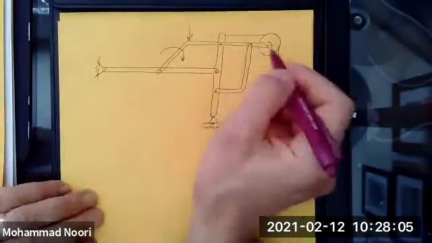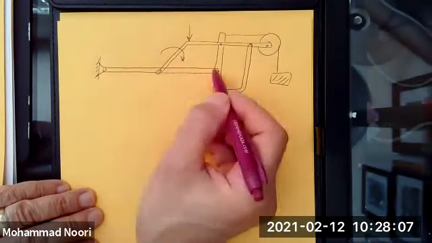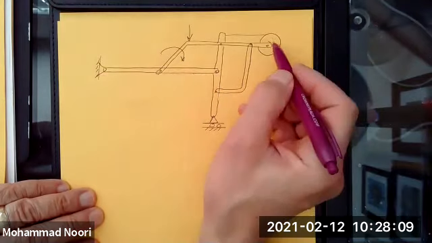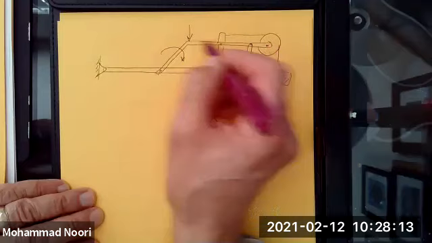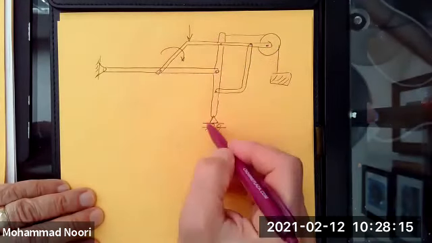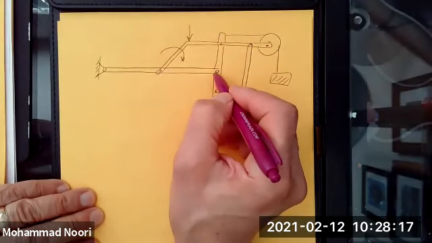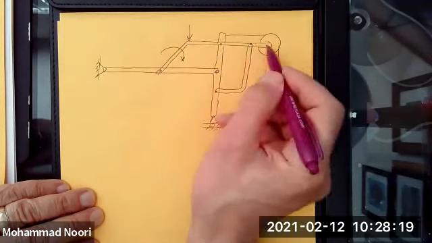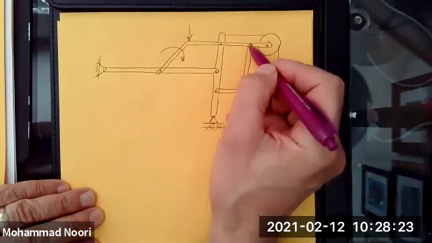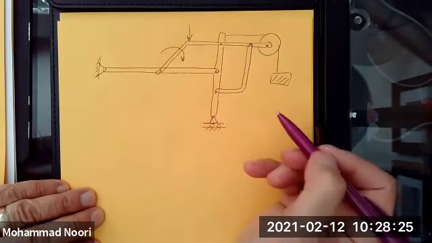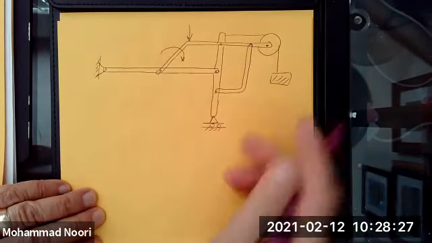You see, for instance, this member is connected to the middle of this member. This member, which is the pulley, is connected to the end of this member. This member is connected to the end of this member and the middle of that member. And this member is only connected at its two ends to the rest of the structure, okay?